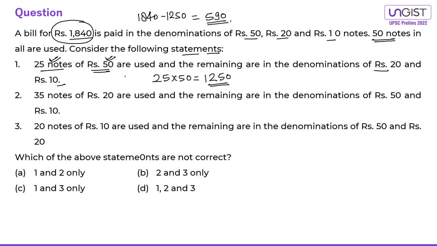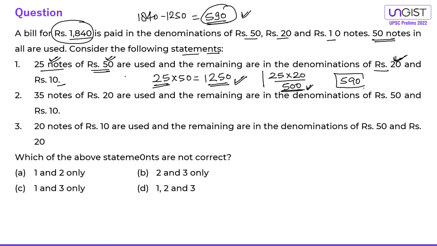Right. And now we have 20 rupees denomination and 10 rupees denomination. Total, we are actually using 50 notes only, 25 notes already being used. So 25 notes are still left. So if we are using all 25 notes of rupees 20, then we can pay only rupees 500 and the total bill is of rupees 590. Total bill is of rupees 1840. 1250 we have already paid and the remaining is 590 rupees.